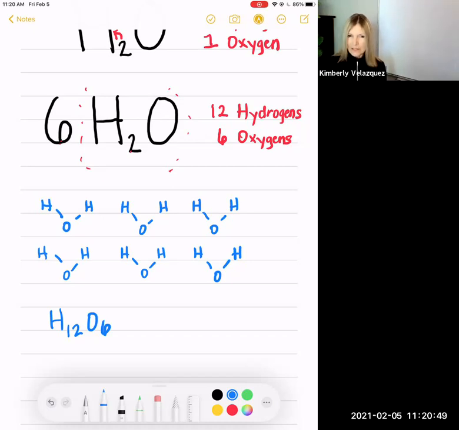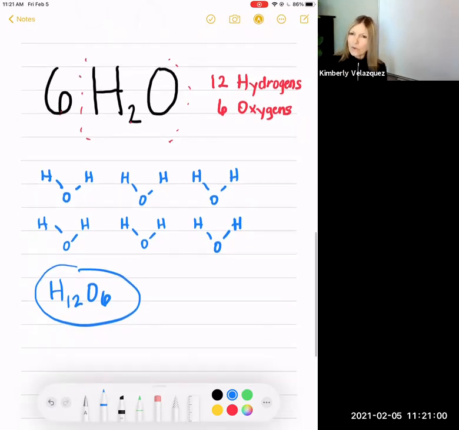So that's telling you something very different than this. This would tell you there are 12 hydrogens and 6 oxygens bonded together. Again, that doesn't exist, but just speaking hypothetically. But this is telling you have 6 separate water molecules. Very important difference.